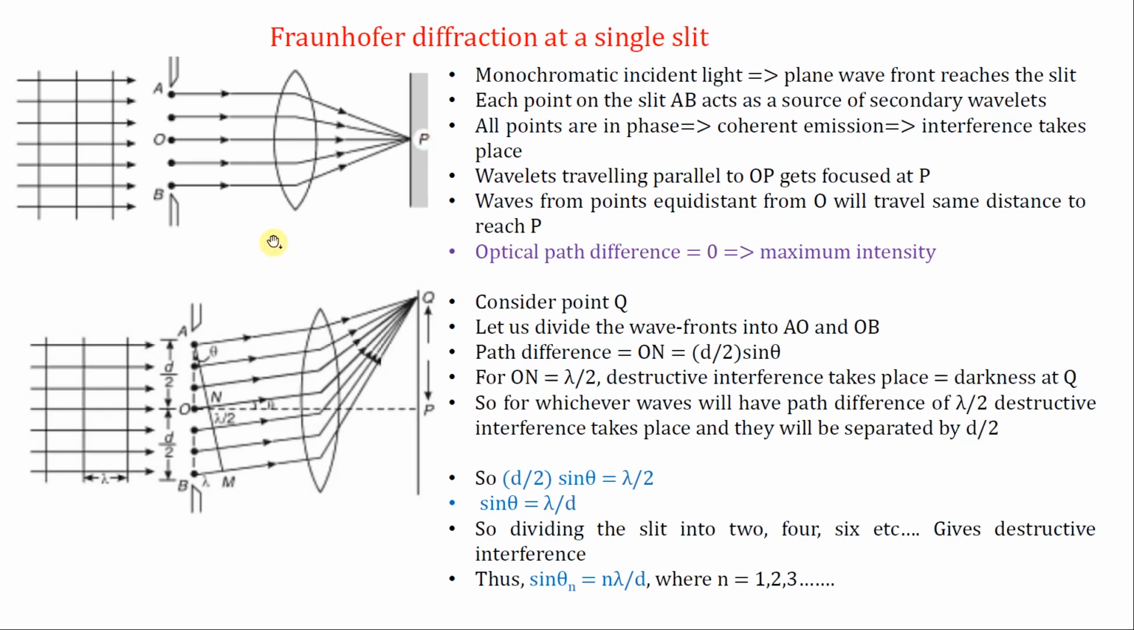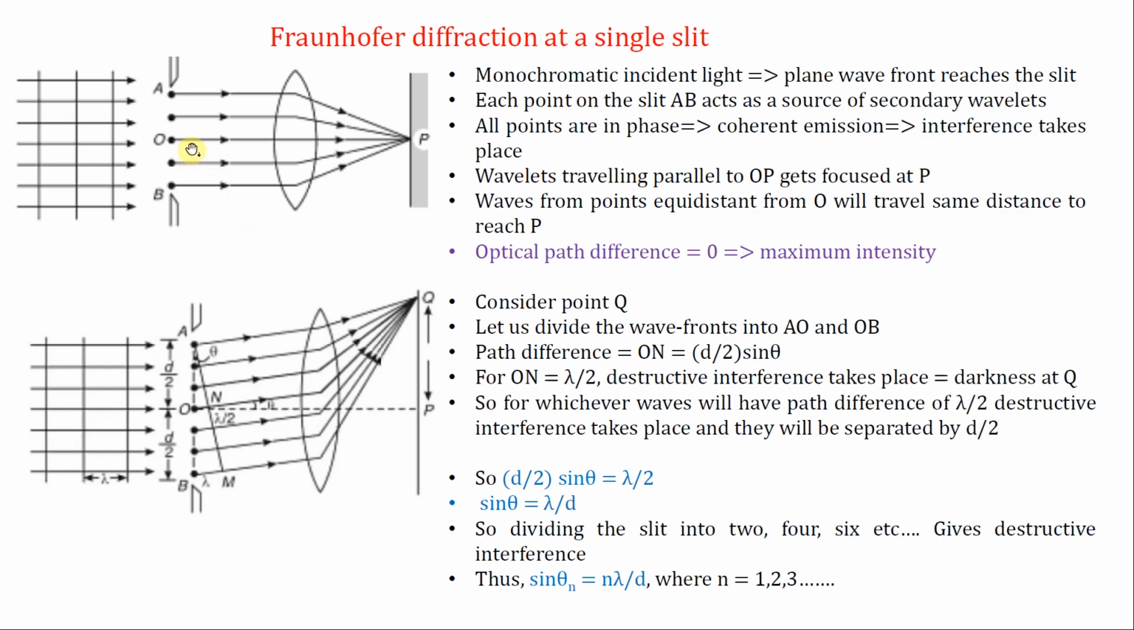Now what is going to happen is, when the plane wave front from the monochromatic wave source reaches the slit, each point on the slit is going to act as a source of secondary wavelets. So if all points are in phase, then we will have coherent emission, and that will result in interference. Remember, only coherent sources will result in interference.